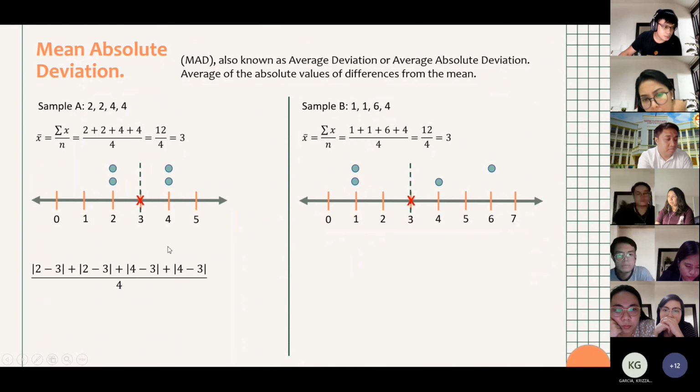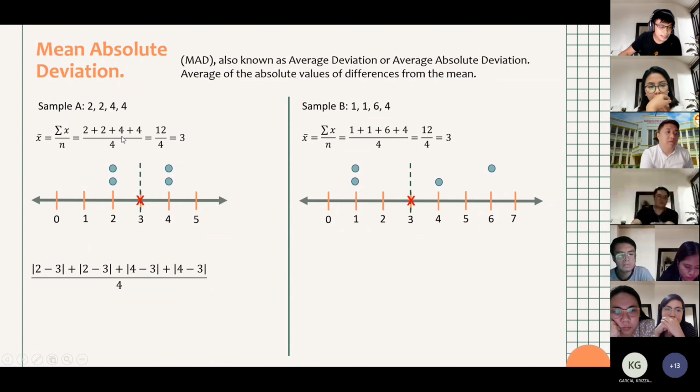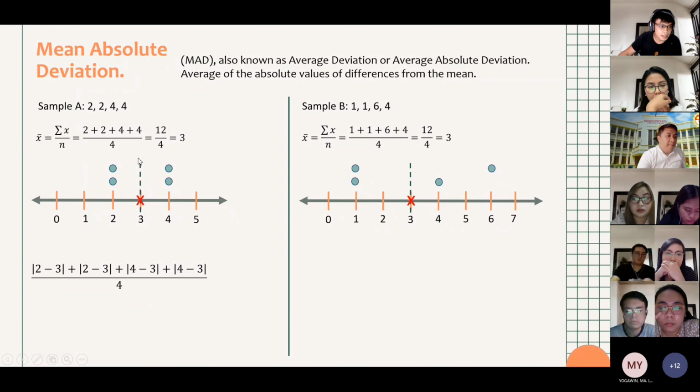Next thing that we're gonna do is to find the absolute value of our data from the mean. So these are first data, 2 minus the mean. Second data is 2 minus the mean. Third data is 4 minus the mean. And same as the last data. So 2 minus 3 is equals to negative 1. So our absolute value for that is 1. So same dito, absolute value na is 1. 4 minus 3 is equals to 1.